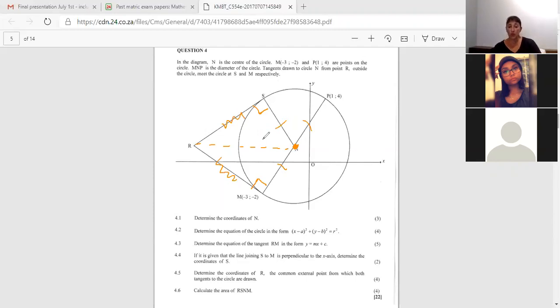Determine the equation of the circle in that form, right? Okay, so you need to have the center, which is the midpoint of those two points. -3 plus 1 is -2, over 2 is -1. -2 plus 4 is 2, 2 divided by 2 is 1. So add your x's and divide by 2.